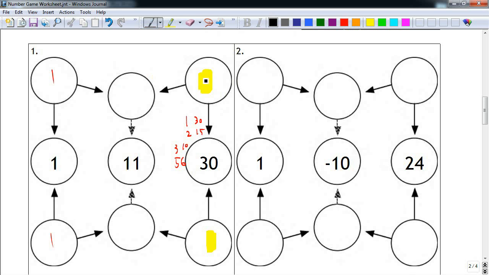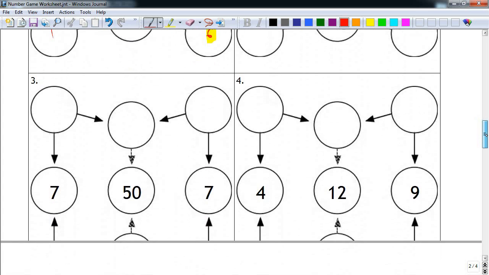I think it's 5 and 6. I should do that in red. Let's do that in red. 5 and 6. If I multiply the 1 and the 5, I get 5. The 1 and the 6, I get 6. And adding these up gives me 11. Okay. Let's do another one.